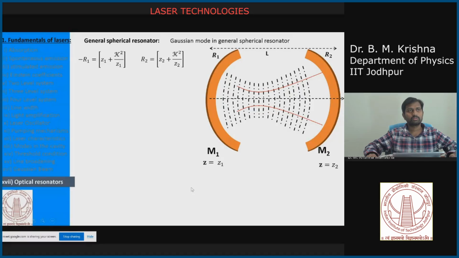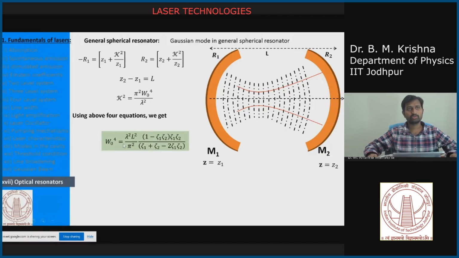Okay, so now these are your minus R1 and R2, and we know that Z2 minus Z1 is the cavity length, that is nothing but L, and k square is pi square omega naught power 4 by lambda square. By solving these three equations, we will get W naught power 4 equals lambda square L square by pi square, 1 minus zeta 1 zeta 2, into zeta 1 zeta 2 divided by zeta 1 plus zeta 2 minus 2 zeta 1 zeta 2.